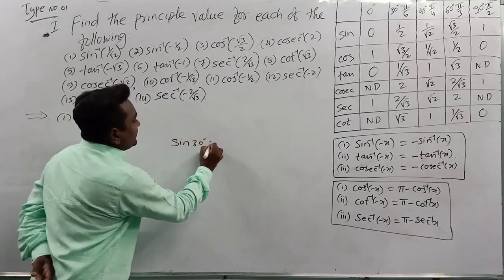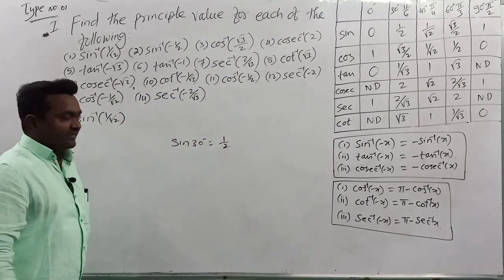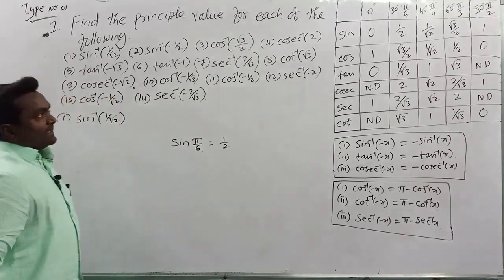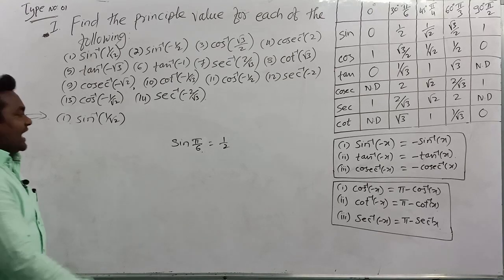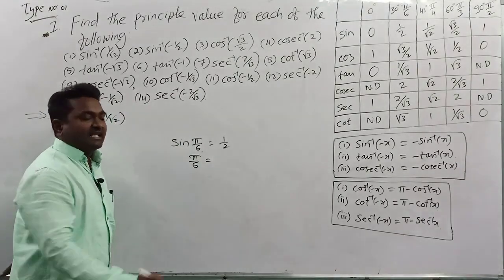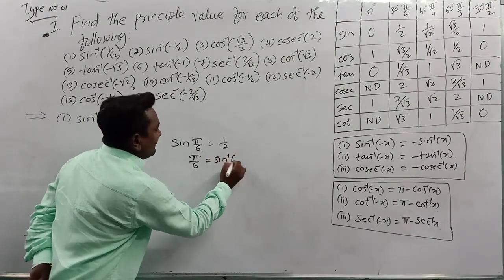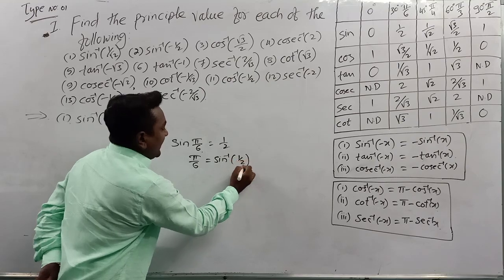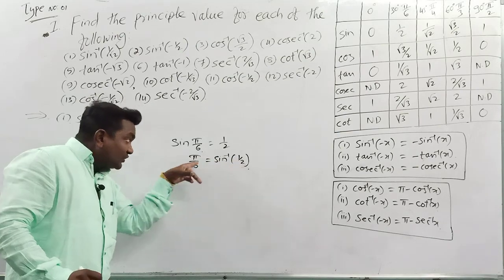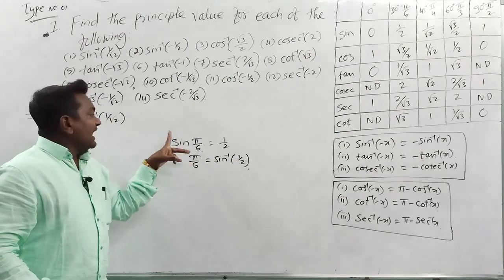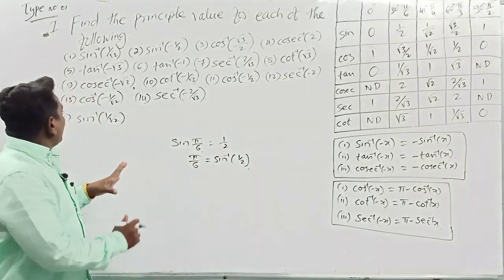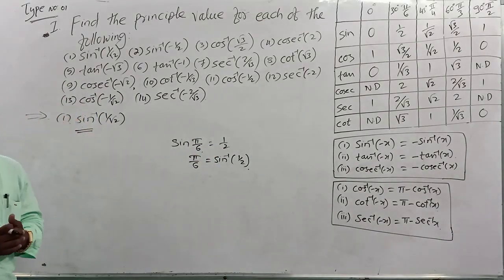Sine 30 degree is equal to 1 by 2, 30 degree or pi by 6. So sine pi by 6 equals 1 by 2. Pi by 6 stays as it is, and this trigonometric function moves to the right-hand side and becomes an inverse trigonometric function, that is sine inverse 1 by 2. See what changes here? Sine inverse 1 by 2 is equal to pi by 6, and sine pi by 6 is equal to 1 by 2. Now here we have to find the value for inverse trigonometric functions.